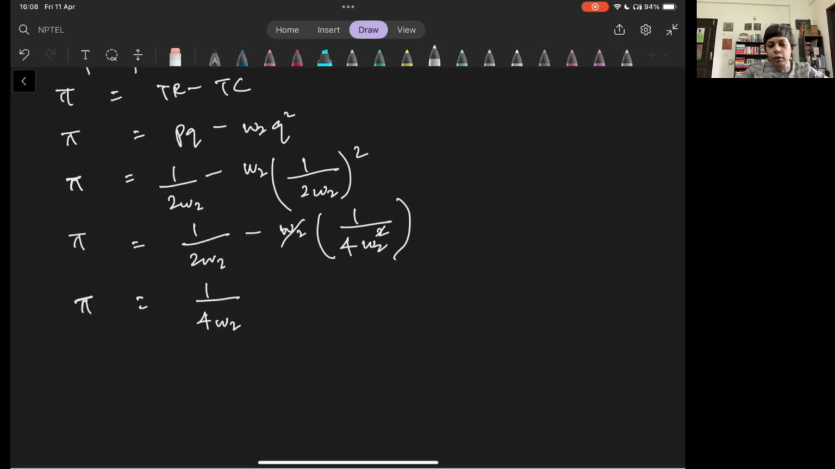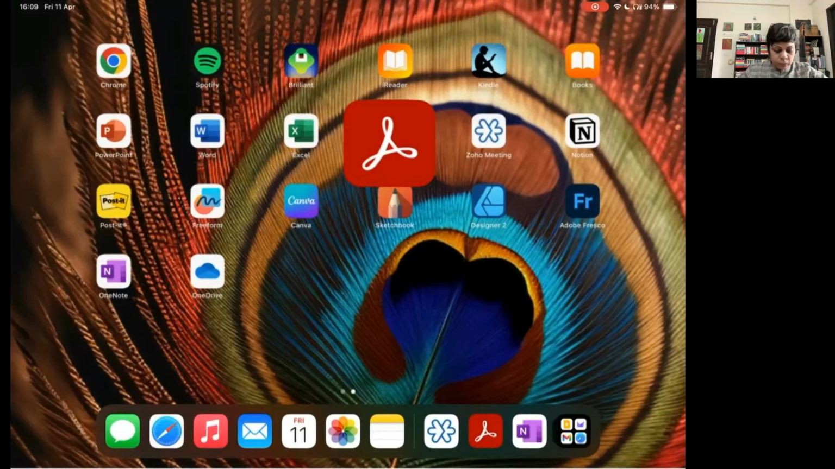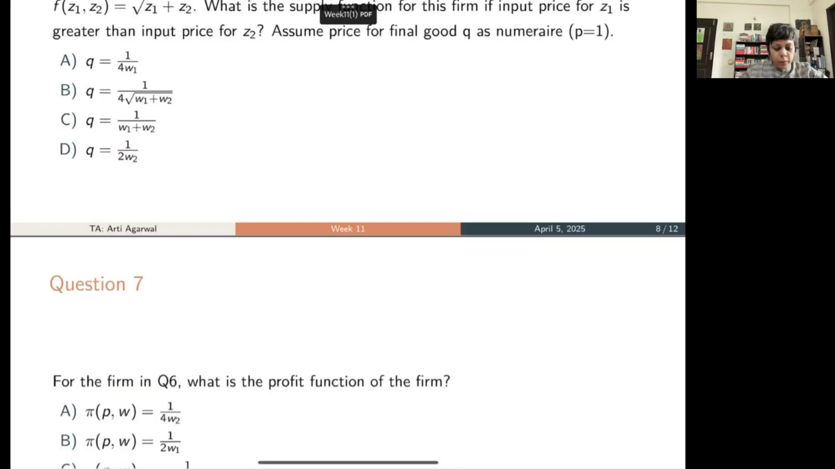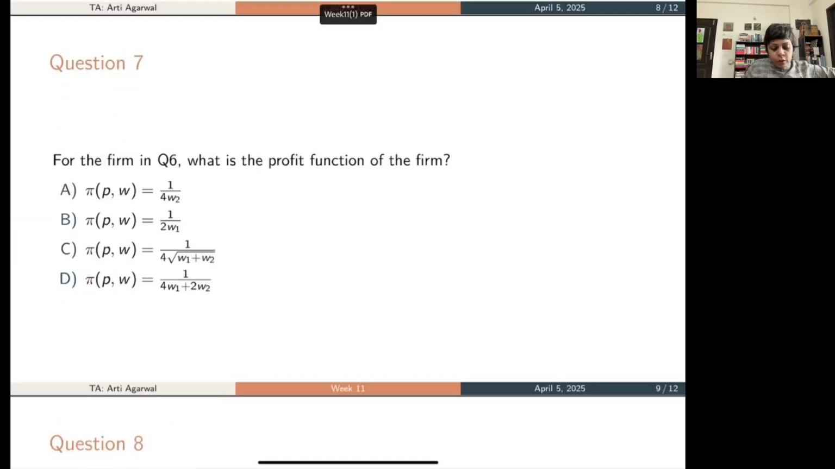This is the profit function. Okay, this is pretty much it in this question. Let's go to the other questions we had. So this answer is going to be the first option, option A: pi is equal to 1 upon 4 W2.